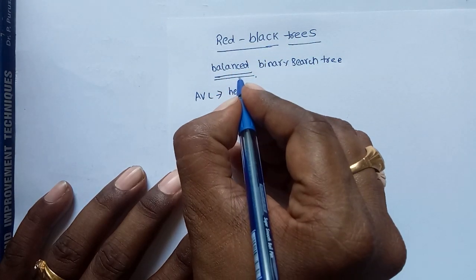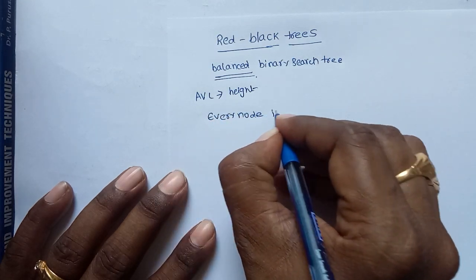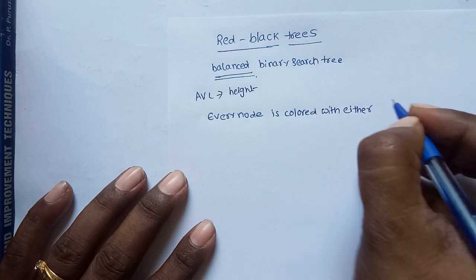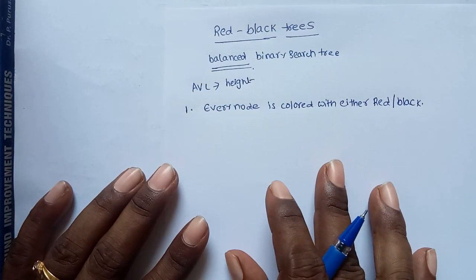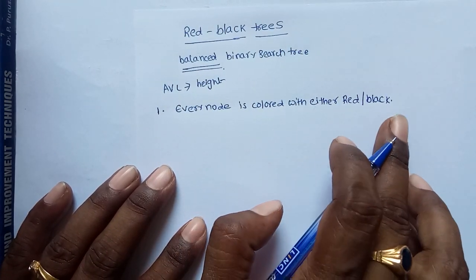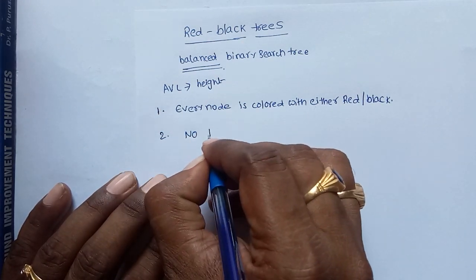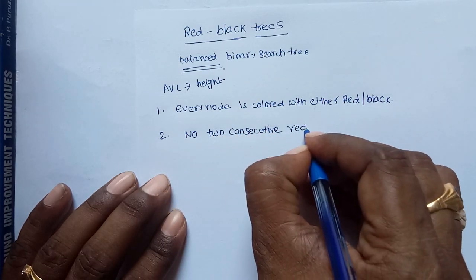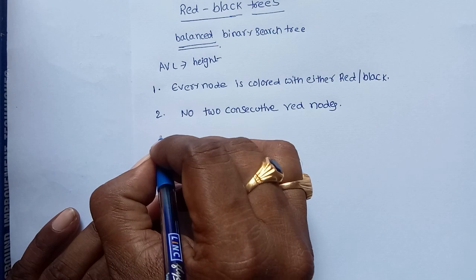In red black trees, the balancing occurs because every node is colored either red or black. That is, the properties to make the tree a red black tree are: first property, every node is colored with either red color or black color. And another property, no two consecutive red nodes. That is, two consecutive red nodes are not allowed.